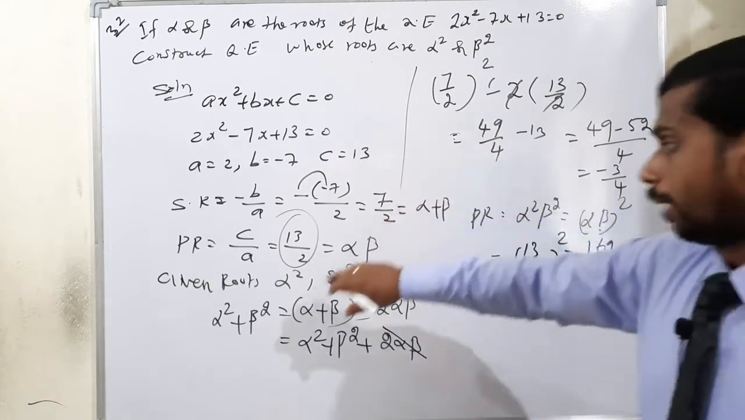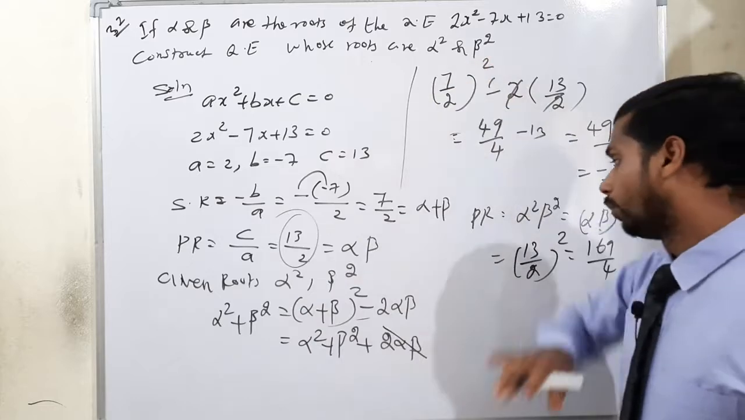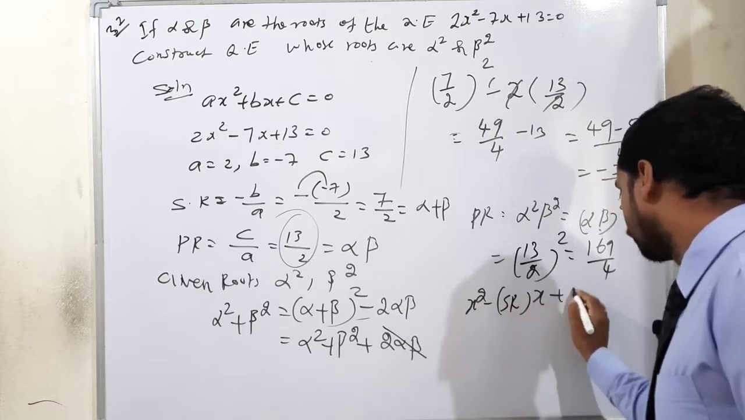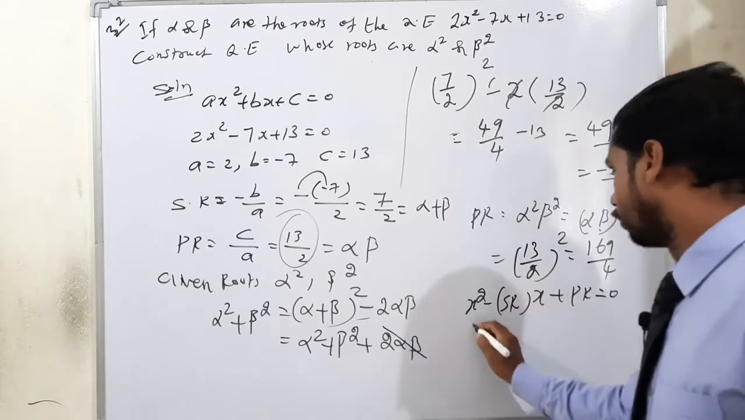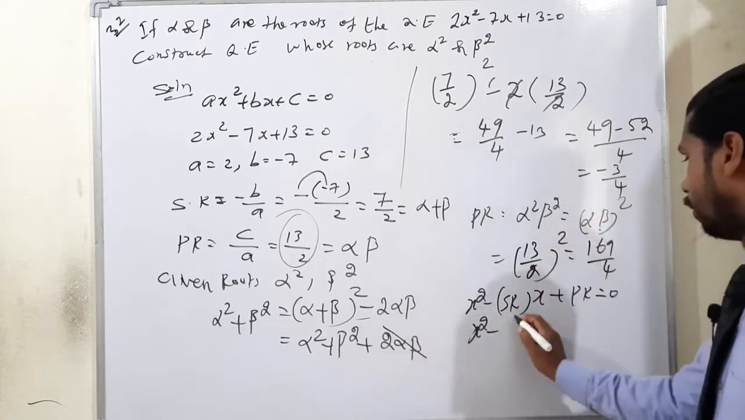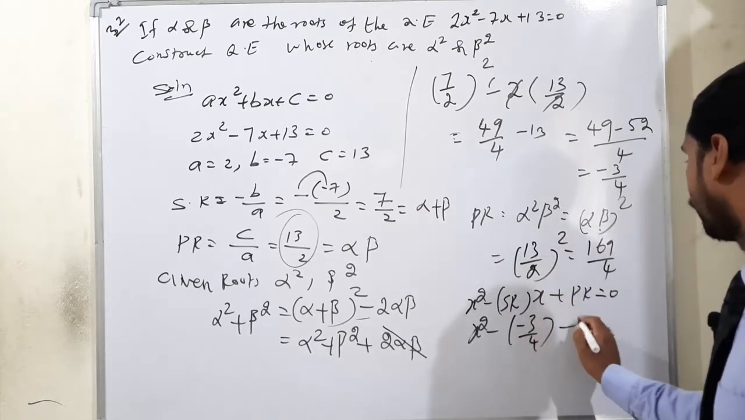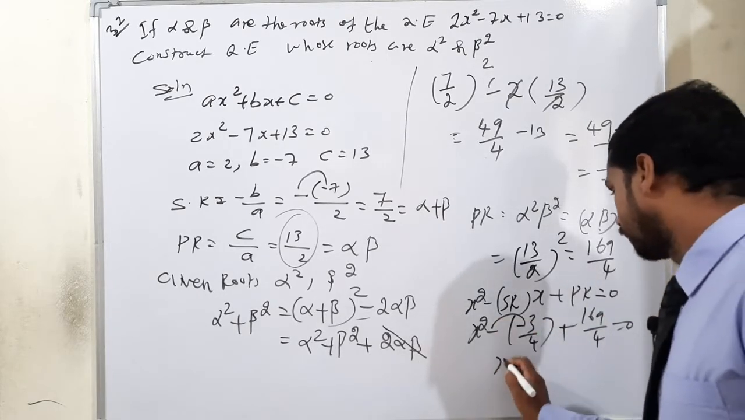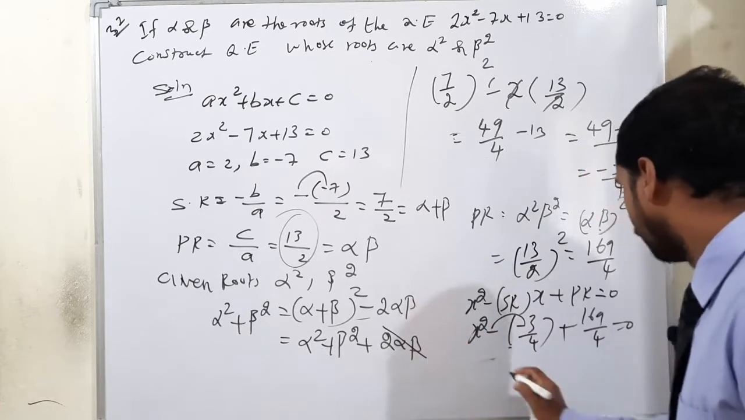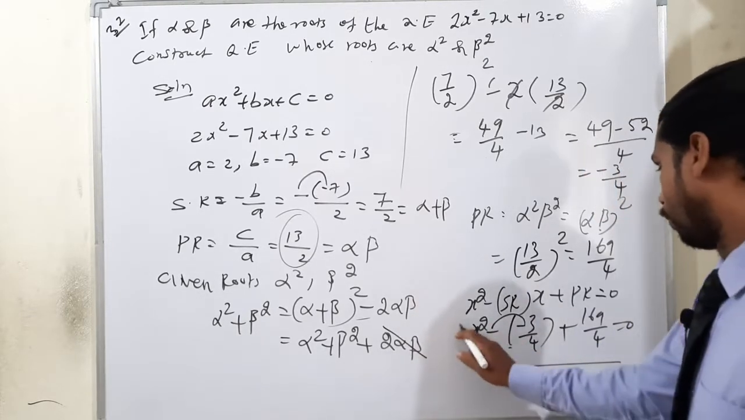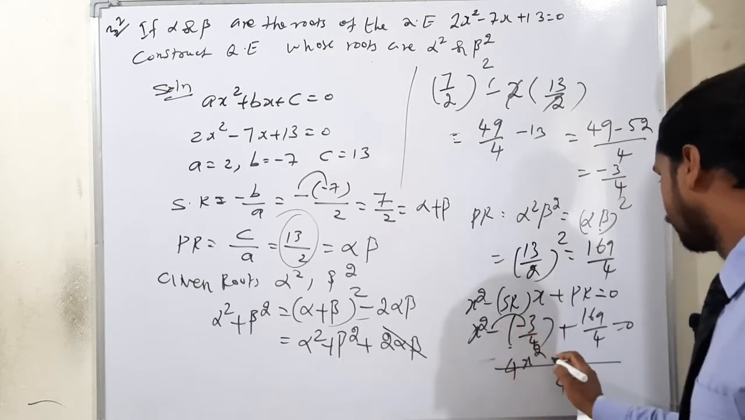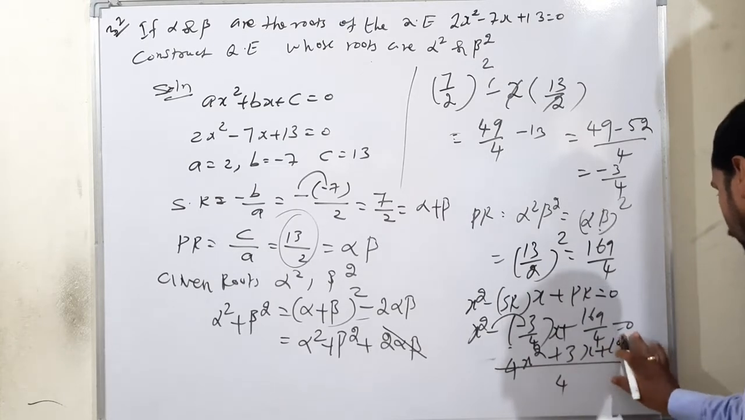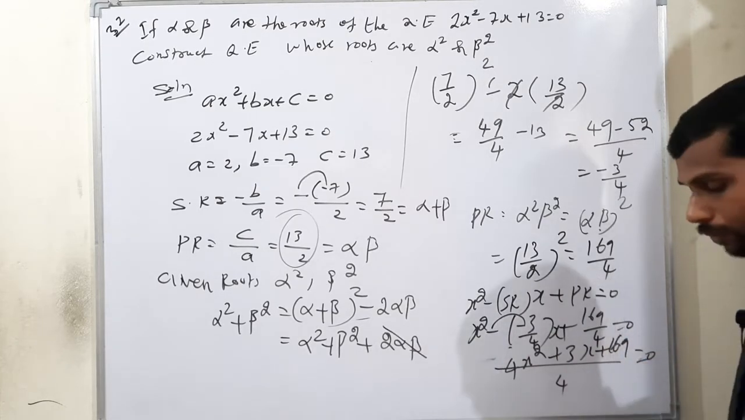Once we have found the sum of the roots and the product of the roots from the given roots, what is the basic form? x square minus sum of the roots x plus product of the roots is equal to 0. So x square minus sum of the roots minus 3 by 4, then product of the roots plus 169 by 4 is equal to 0. Next, minus into minus plus. If you take the common denominator, 4 into x square means 4x square, then 3x plus 169 is equal to 0. Therefore, what is the final answer?